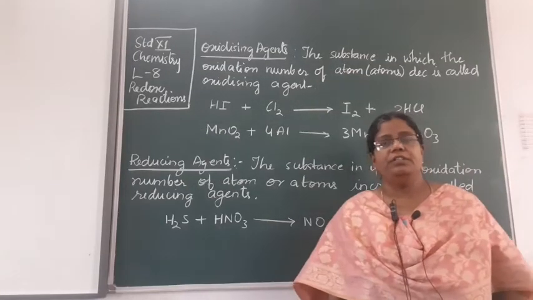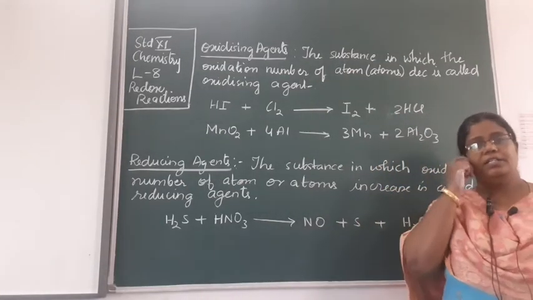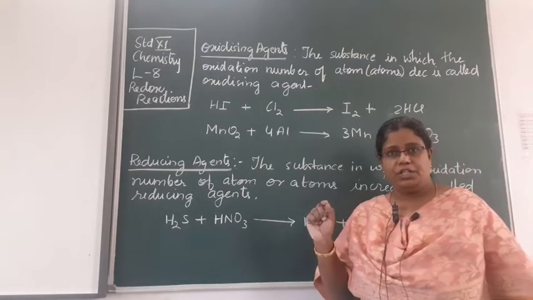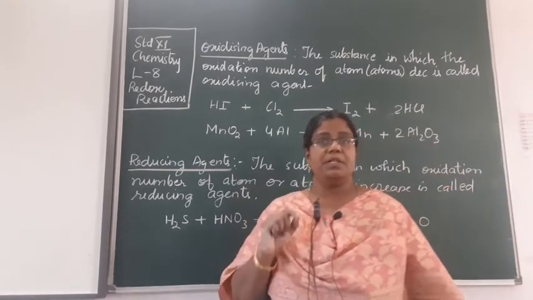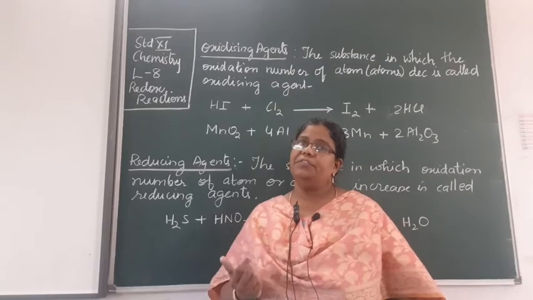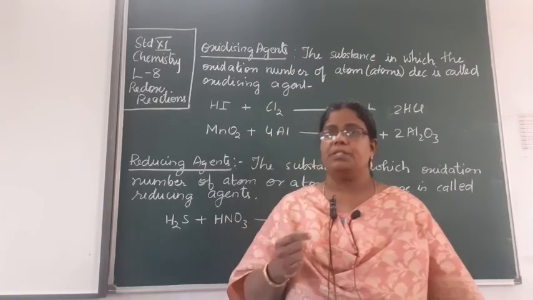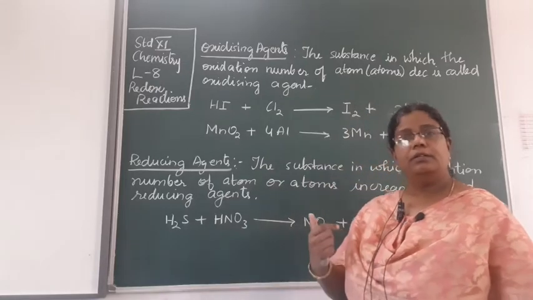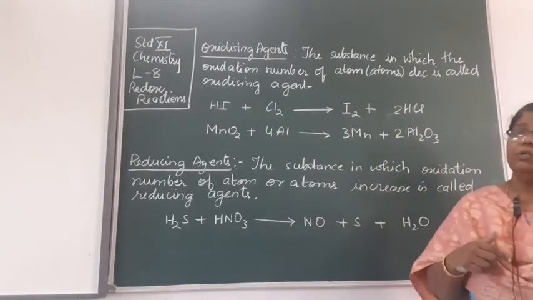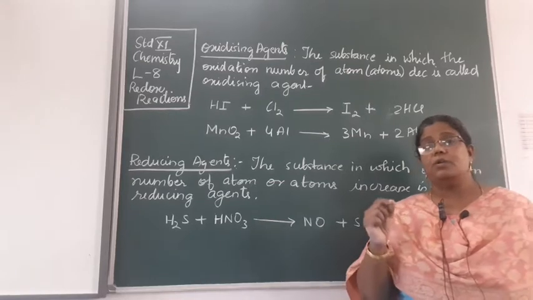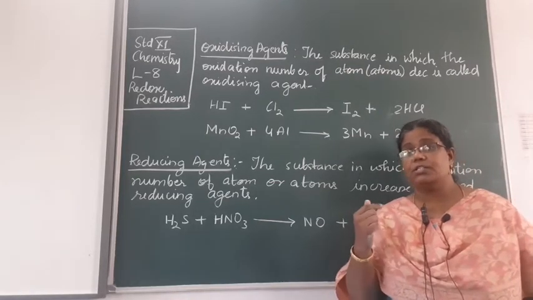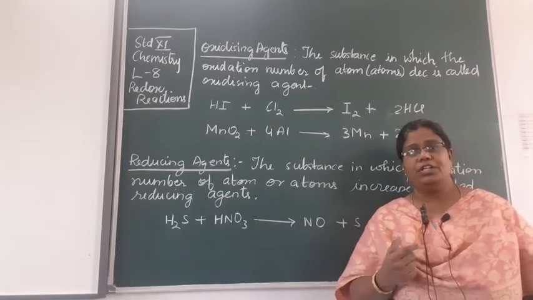Good morning children. Last class we discussed the oxidation numbers of the different atoms in a compound and the different methods to find out the oxidation number of those atoms in a compound or in an ion. We also discussed what oxidation and reduction reactions are, based on oxidation number.